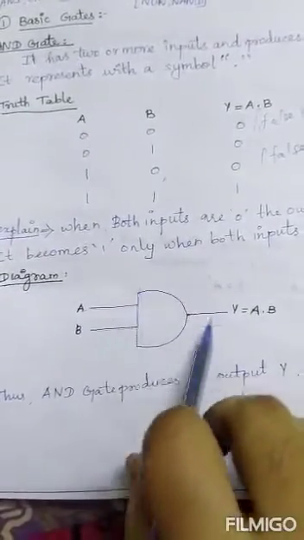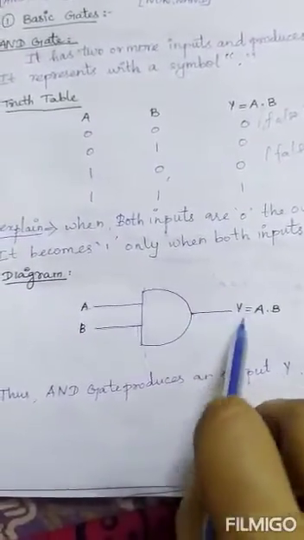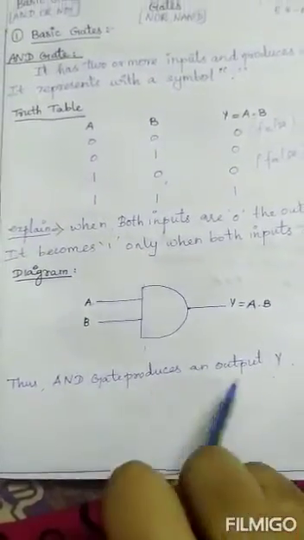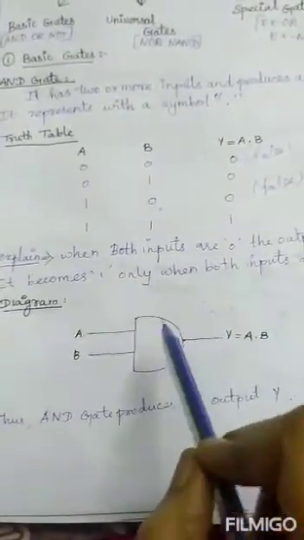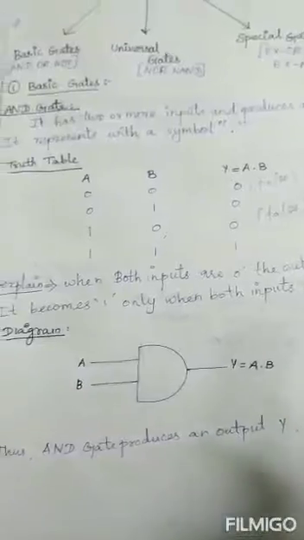Straight line, it should come like this, and a single output A dot B. Thus the AND gate produces an output Y. This we have already seen in second unit.